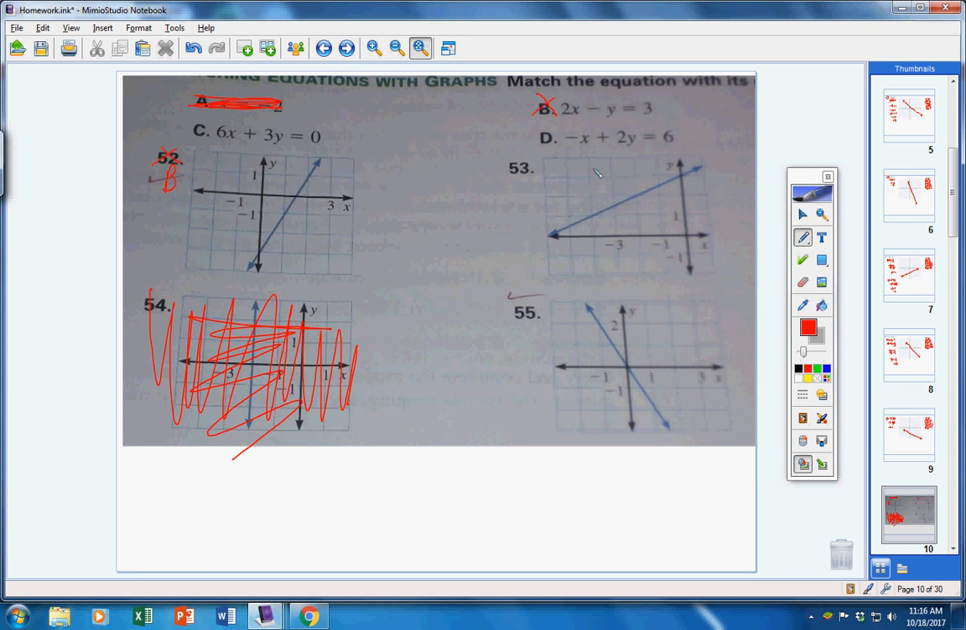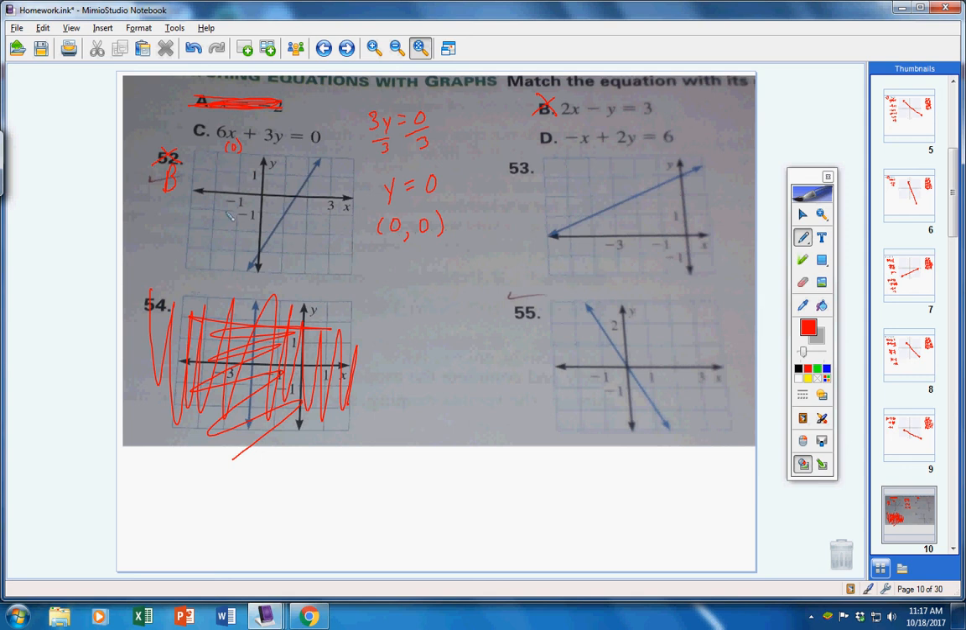Okay, let's try this one here. Alright. Let's put a 0 in for x. Okay? So 6 times 0 is 0. 0 plus 3y is 3y. Now, divide both sides by 3, and y equals 0. 0 divided by 3 is 0. So when I put in 0, I got out 0.